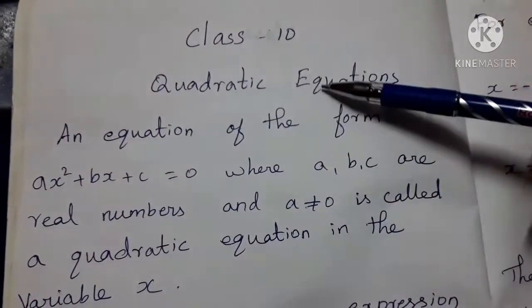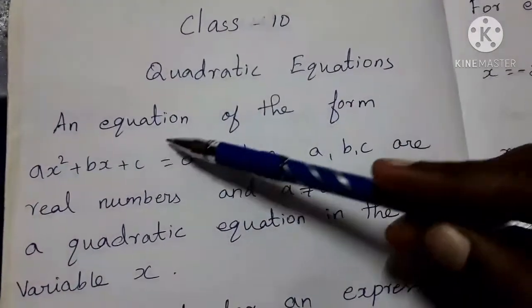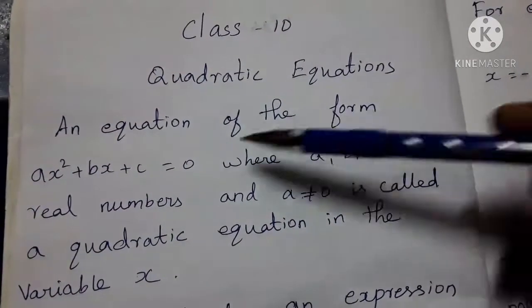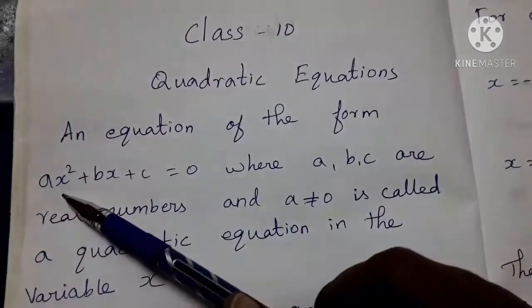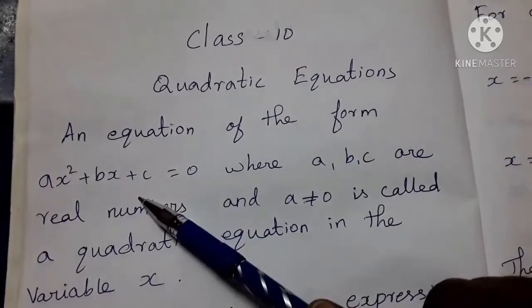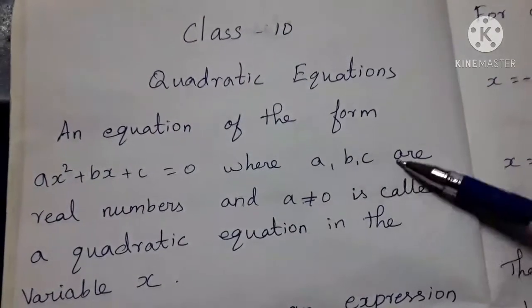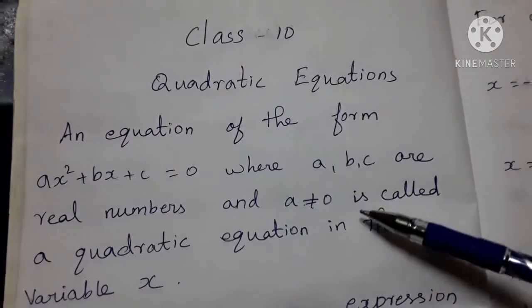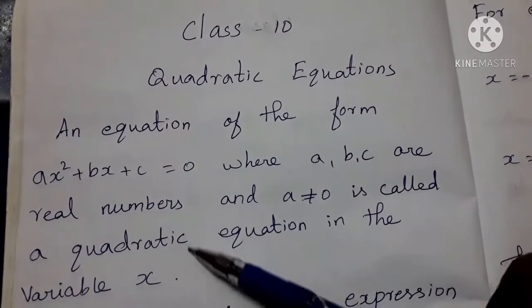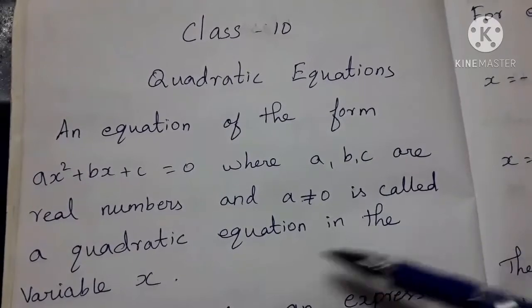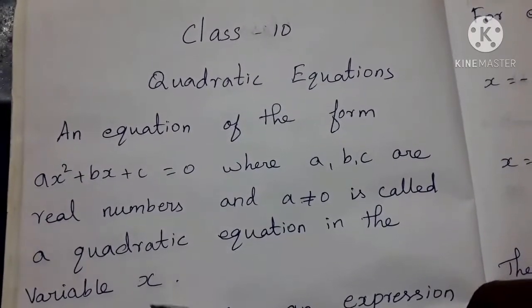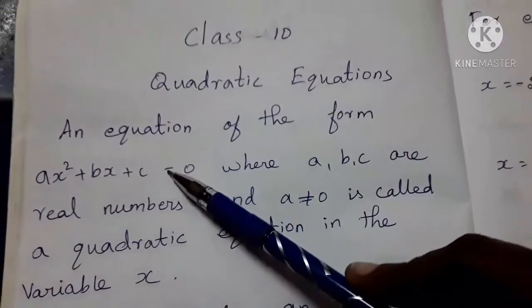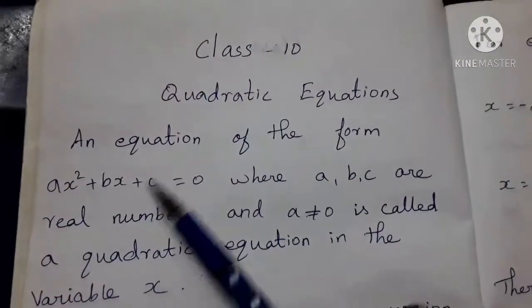So what is a quadratic equation? An equation of the form ax squared plus bx plus c, where a, b, c are real numbers and a is not equal to 0, is called a quadratic equation in the variable x. Okay, this is the general form.